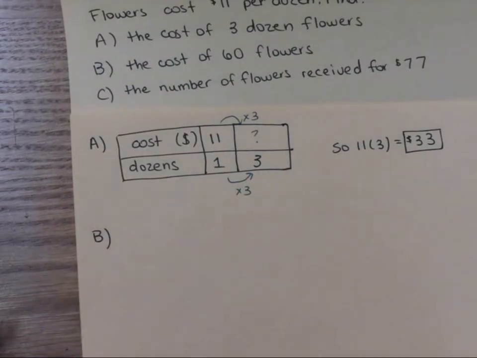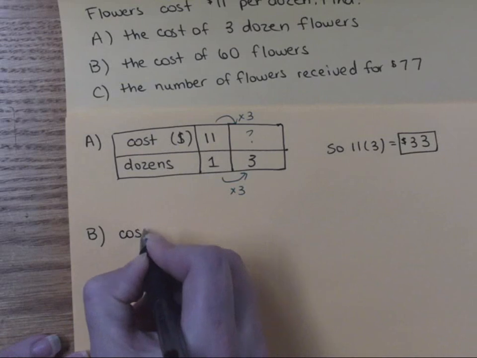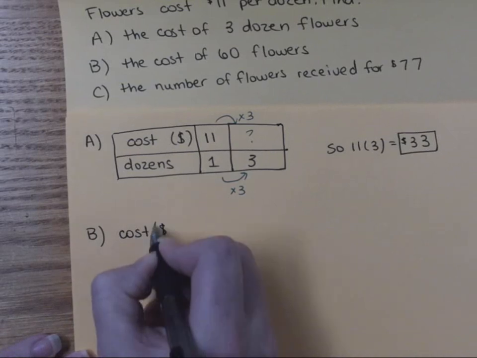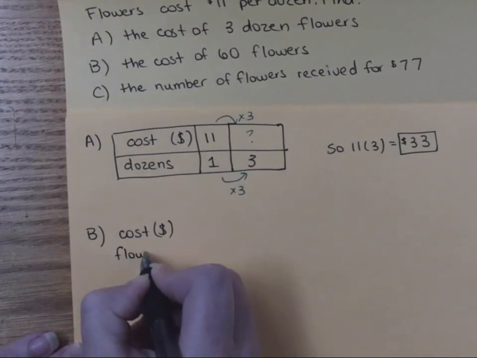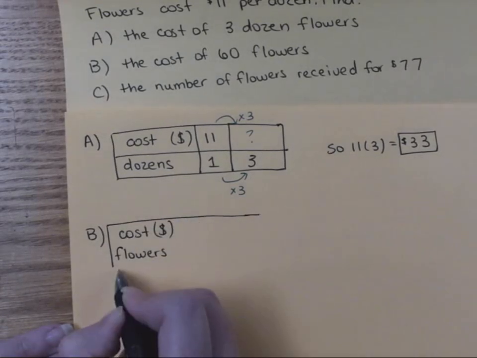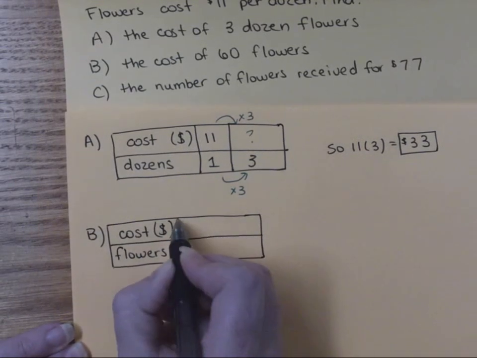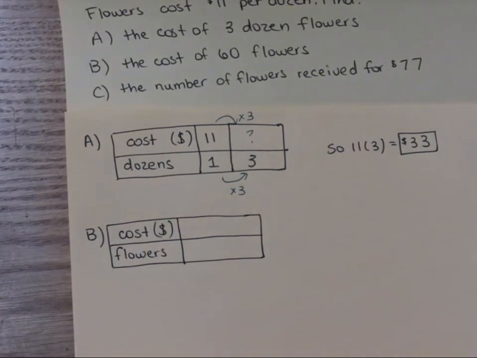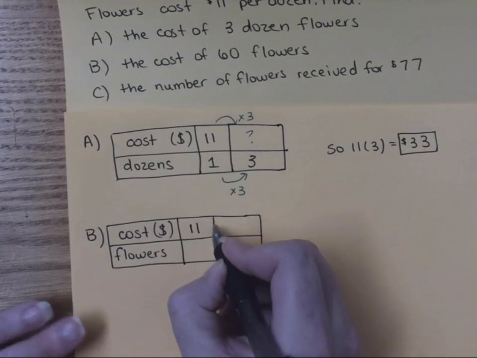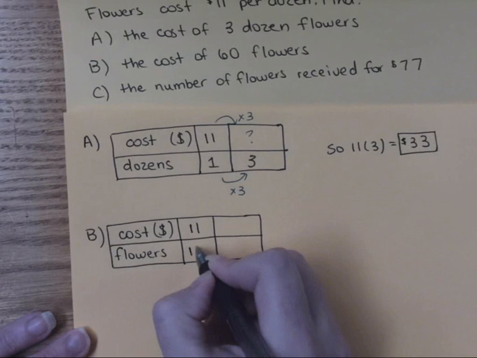But let's contrast that with what we know about Part B. Okay, Part B is the cost of 60 flowers. Notice it's not dozens this time. So you either need to change that to dozens, or in my opinion, I think it's better if you just set your chart up a different way. So rather than comparing cost to dozens of flowers, we're just going to compare cost to the number of flowers. So the cost is still $11, but how many flowers do you get for $11? You would have to know how many were in a dozen, right? You get 12.